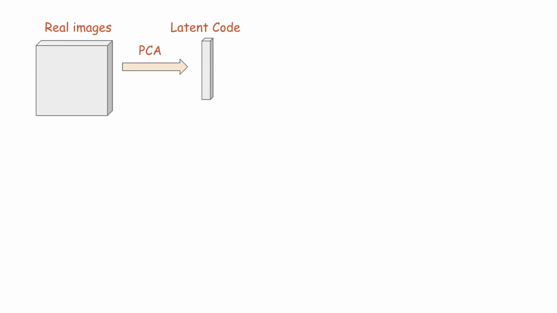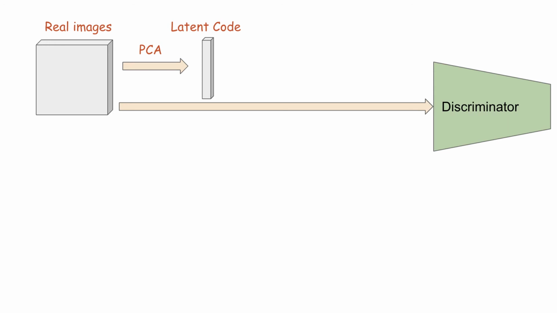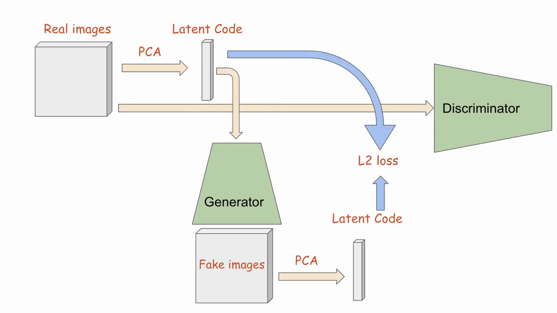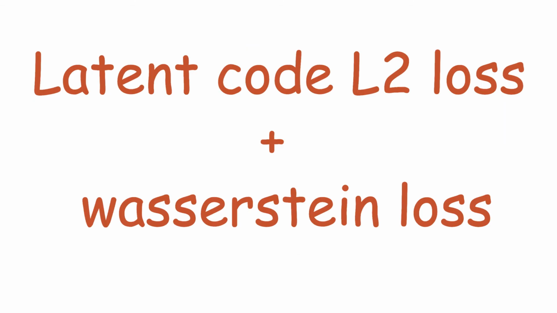The training process that worked best for me is as follows. To create the latent vector that I'll feed to the generator, I applied the PCA to the batch of real images that will end up as input to the discriminator. The latent vectors were used by the generator to create fake images. Then I applied PCA to the fake images as well, and took the L2 loss between the latent code of the real images and latent code of the generated images. That loss was added to the regular loss of the generator.